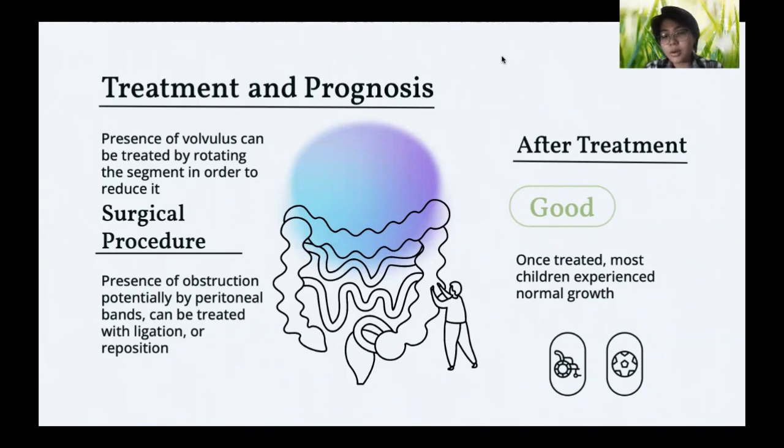And now, once the intestinal malrotation is treated, and we can ensure that it won't come back again, then most children experiencing intestinal malrotation will also experience normal growth. So the prognosis is good. And now I would like to explain the conclusion of this student project of elementary and hepatobiliary.